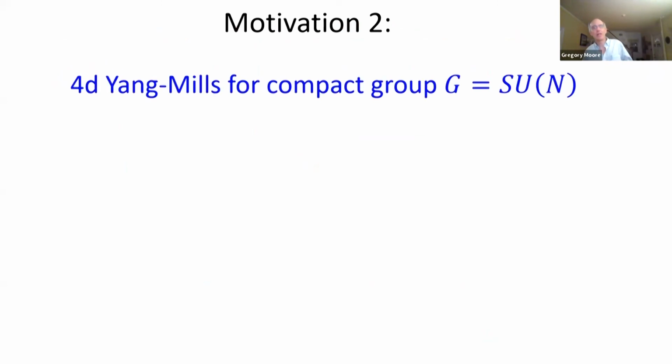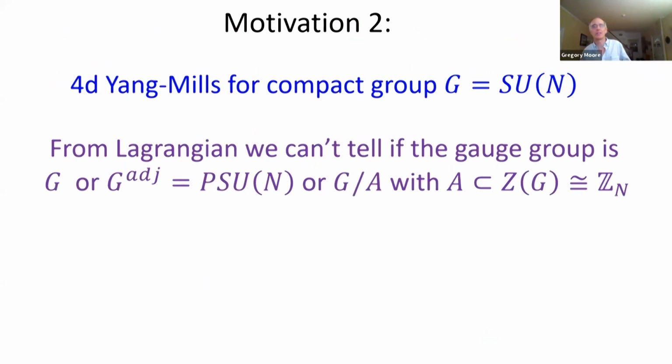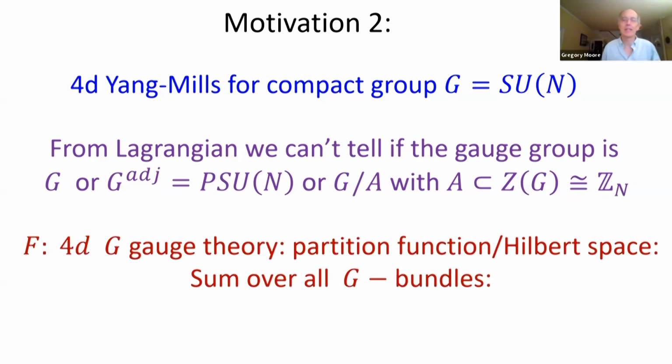Another motivation is a very concrete example. Consider 4-dimensional Yang-Mills theory for a compact group SU(N). Now, famously, from the Lagrangian, we cannot tell if the gauge group is G or the adjoint group PSU(N), or maybe G mod A, where A is some subgroup of the center of G, the center of G being Z_n in this case. So let F denote the 4D G gauge theory.